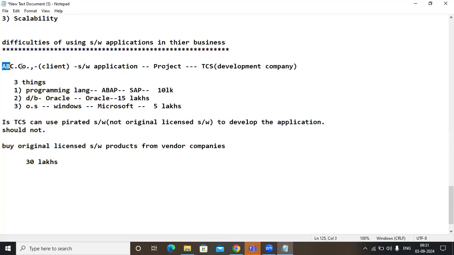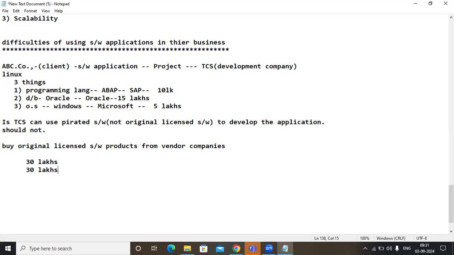Suppose my client system contains the Linux operating system, but this application was developed on which operating system? Windows. So can a Windows operating system application run on a Linux operating system? No. That is why the client also needs to buy the Windows operating system, database Oracle, and the programming language from SAP. So in this example, client ABC company also needs to invest how much? 30 lakhs.